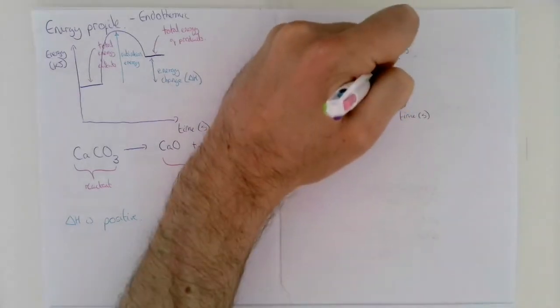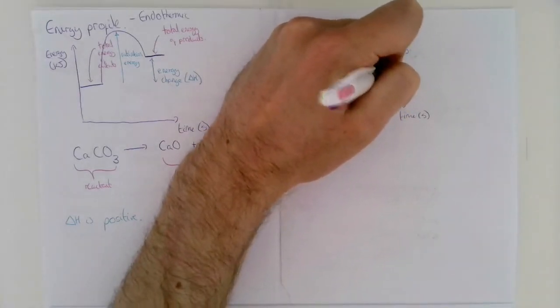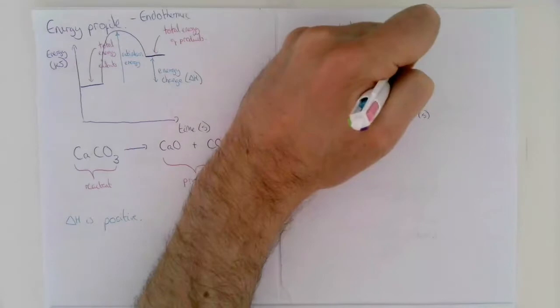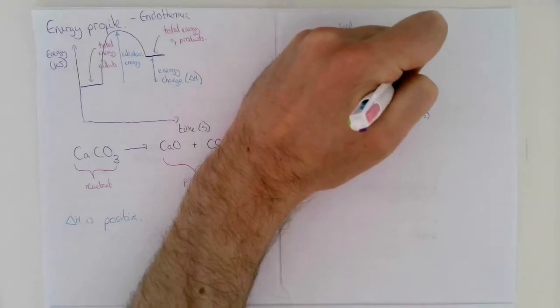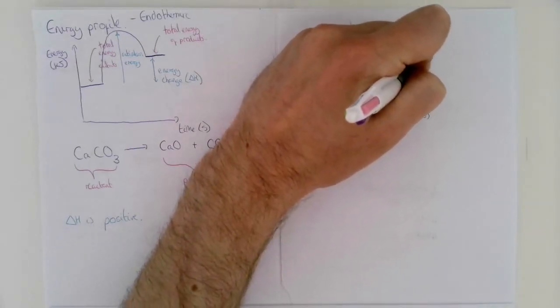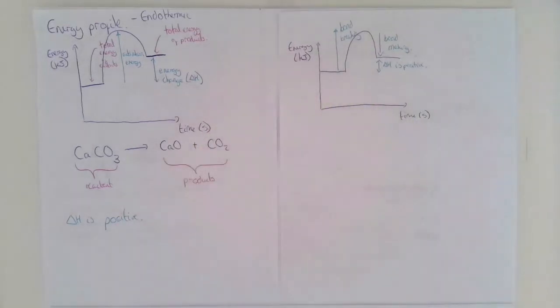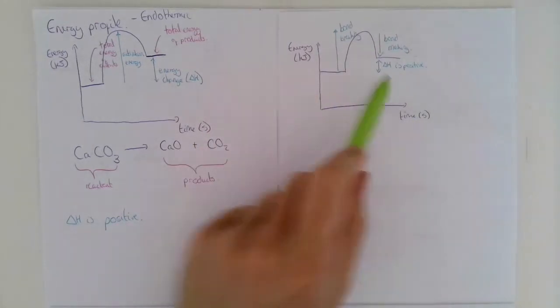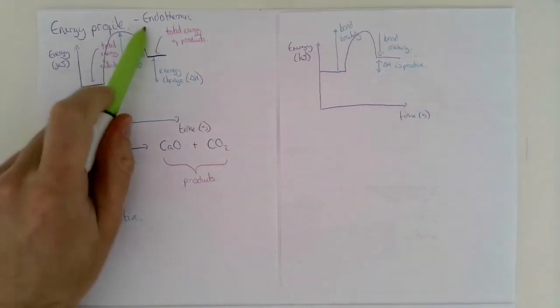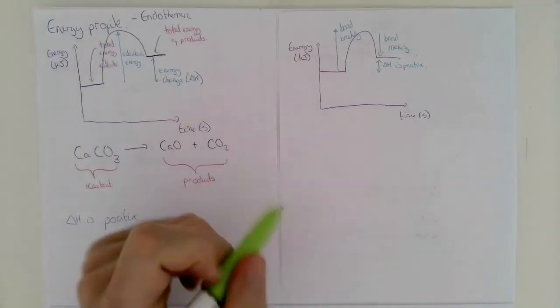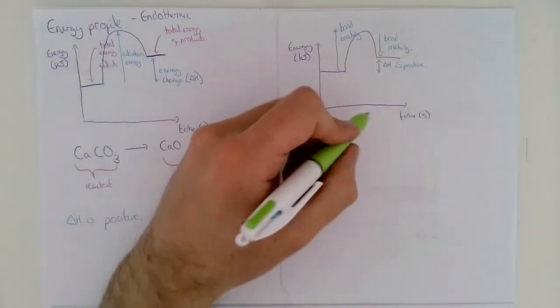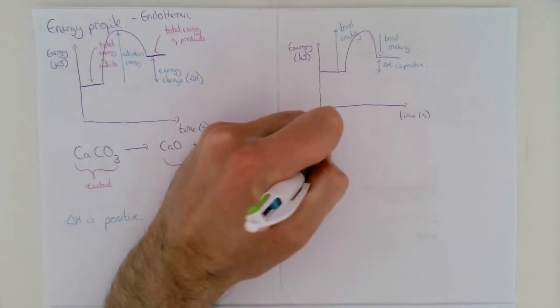And we said that delta H is positive in this case. So the energy change is positive. So why is the energy change positive in these types of reactions? Why are the reactions endothermic in this case?